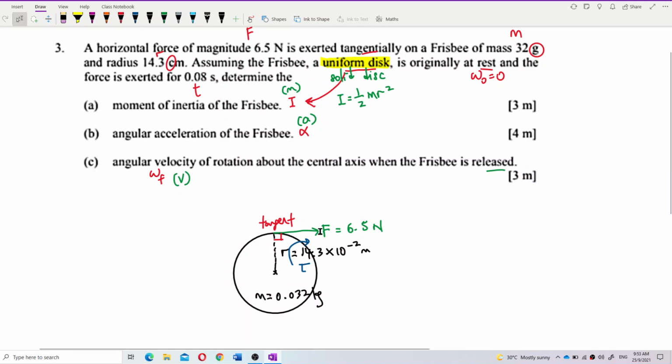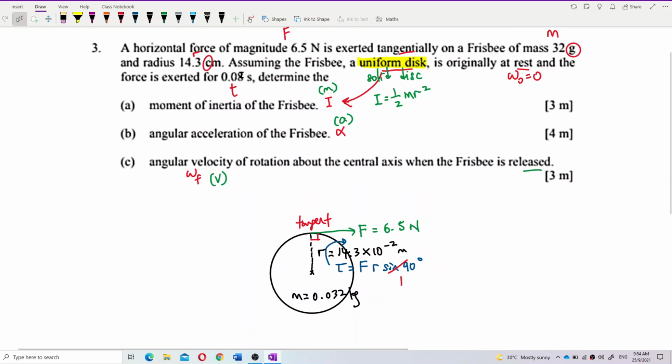Okay. Rotate. For this torque, you just use what? You just use FR. The angle between them is considered sine 90 degrees. We know that sine 90 is equal to 1. So it's just FR. Sine 90, 90 degrees is the angle between them. It's a cross product. So sine 90. Okay, so there's the torque.